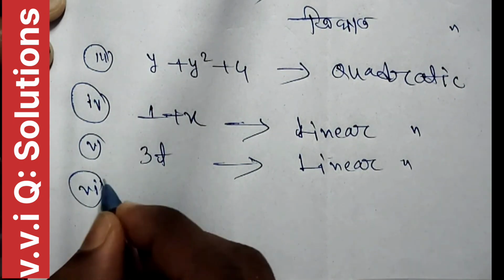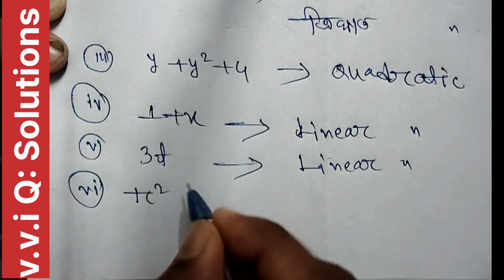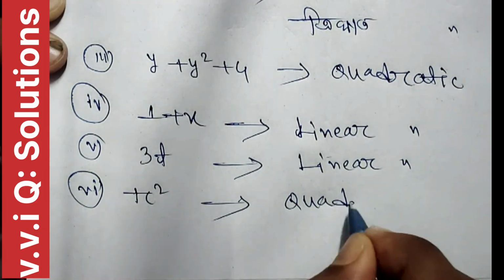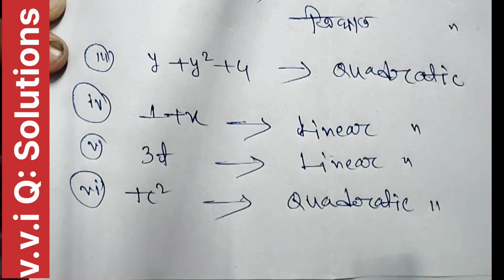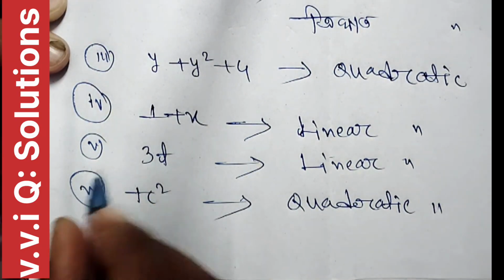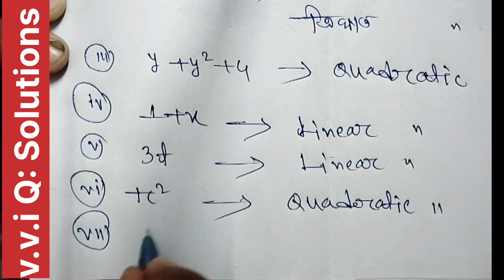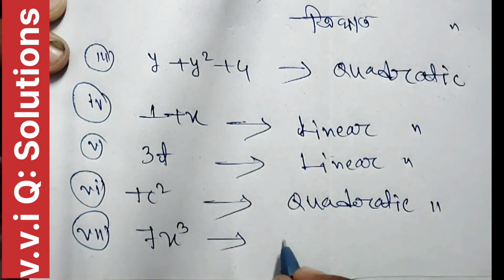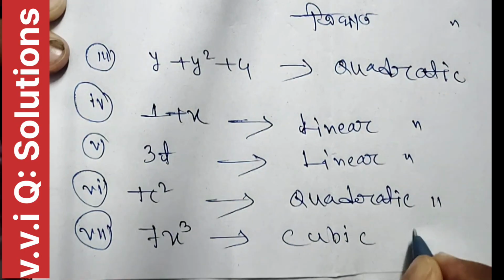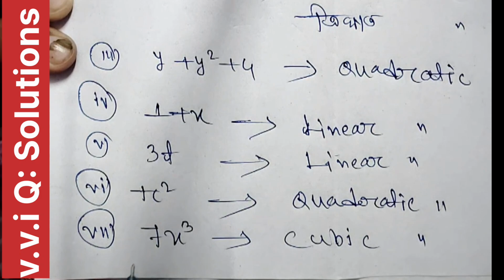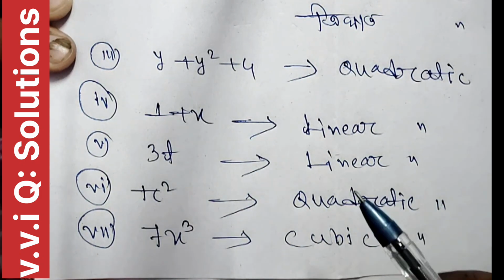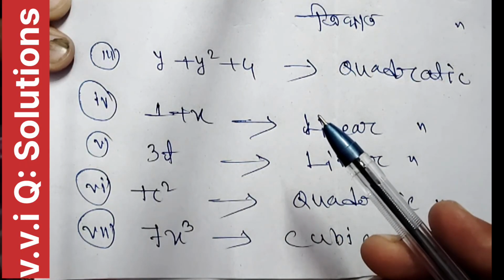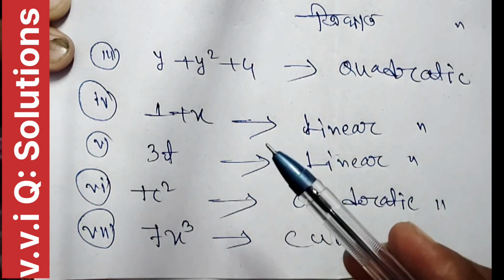Question number 6, r square. The variable power is 2, that's why this one is a quadratic polynomial. Okay, next question number 7, 7x cubed. The variable power is 3, so it is a cubic polynomial. You can take other examples also. I think this question is very easy and everyone has understood this exercise 2.1. In the next video we will discuss exercise 2.2.